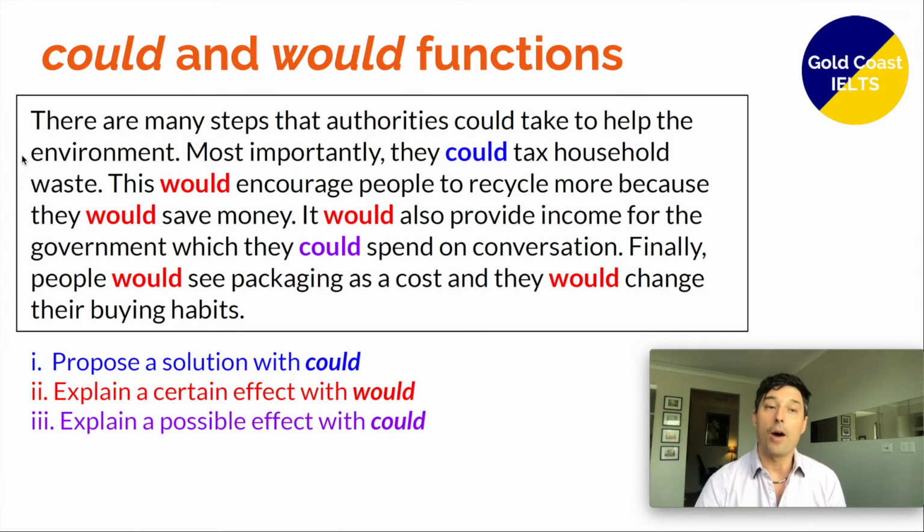Let's read it now. There are many steps that authorities could take to help the environment. Most importantly, they could tax household waste. This would encourage people to recycle more because they would save money. It would also provide income for the government, which they could spend on conservation, that means, sorry, not conversation, conservation. Finally, people would see packaging as a cost and they would change their buying habits.